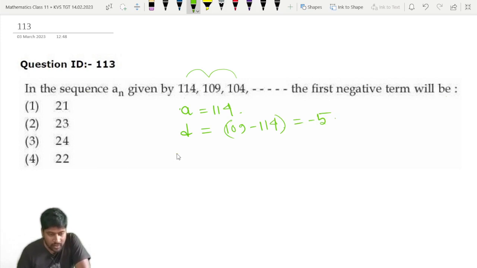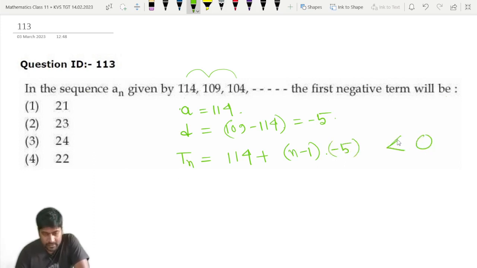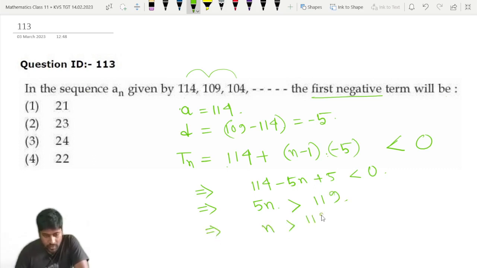So then what will be the nth term, Tn? What was the formula? A plus n minus 1 into d. A means 114 plus n minus 1 into d, where d is minus 5. Now this should be negative. First negative term we have to find. So from here we have to find the condition on n for which this will be negative. So this will imply 114 minus 5n plus 5 is less than 0. Or taking 5n to the right hand side, 5n is greater than 119. So n is greater than 119 by 5.